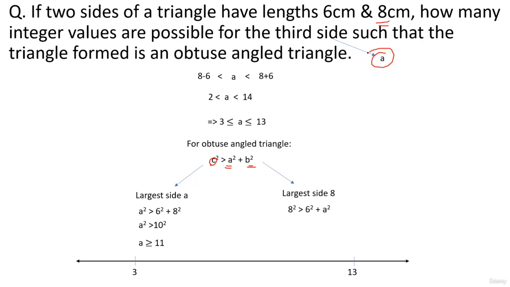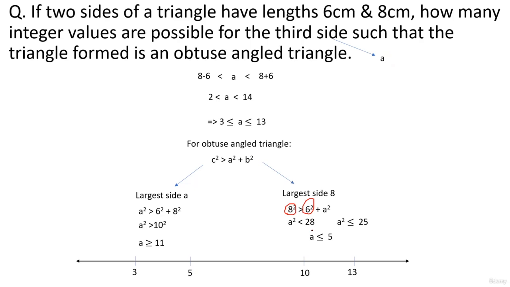Okay. In the same way, guys, if the largest side is 8, then 8 square should be greater than 6 square plus A square. So here A square should be less than 64 minus 36, which is 28. Okay, 64 minus 36 is 28. So A square is less than 28. Which perfect square comes just before 28? 25. So A is definitely less than or equal to 5, right, guys?